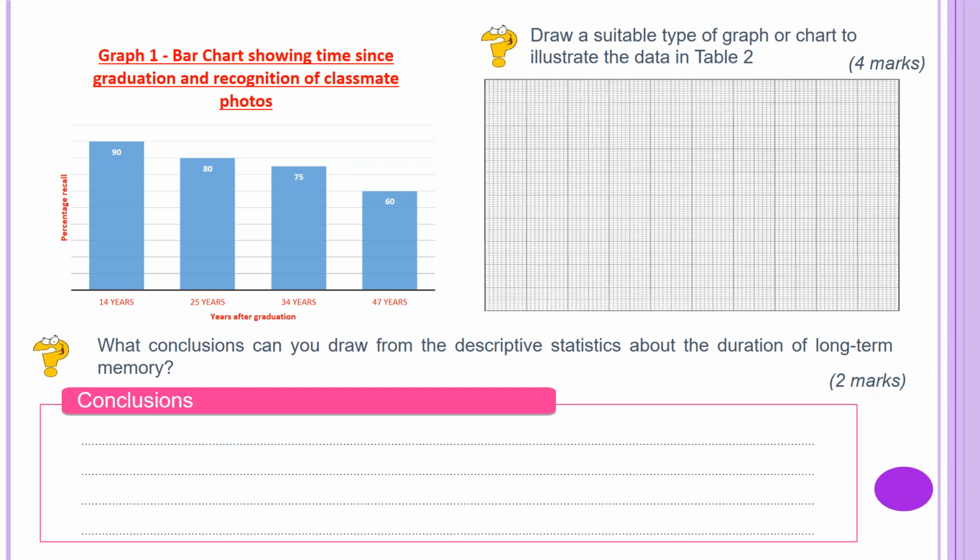What conclusions can you draw from the descriptive statistics about the duration of long-term memory, for 2 marks? Again, you may want to pause the video at this point. Okay, welcome back. So for 2 marks, the researcher might conclude that the duration of long-term memory is long, as the participants in the recall of classmates with pictures were still at 60% after 47 years. And even in the condition with no pictures, participants could still remember 20% of information after 47 years.